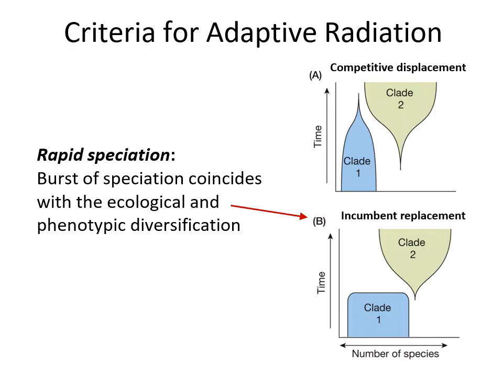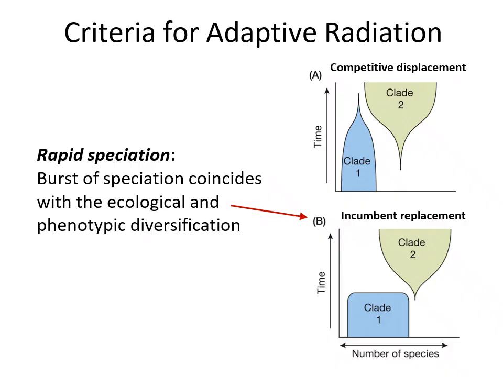And the last one is this idea of rapid speciation, because if we're talking about adaptive radiation, we're talking about a relatively quick shift. Through time, we can see two general patterns. One we might think of as competitive displacement, where clade 1 in the upper panel starts off really diverse, clade 2 originates, and then clade 1 slowly disappears. Clade 2 slowly increases.